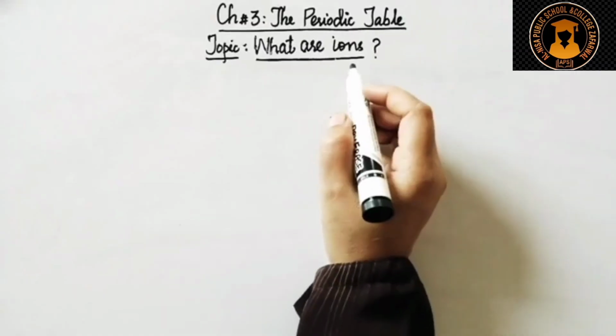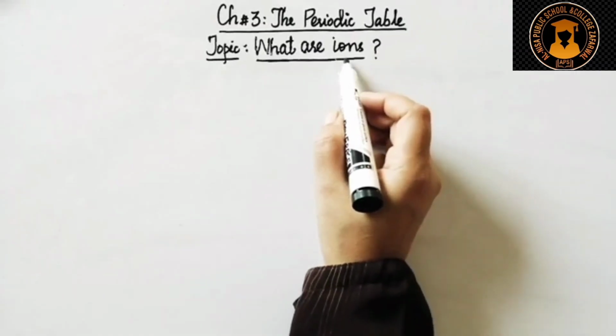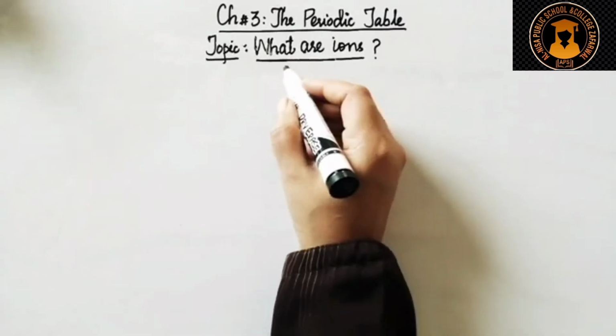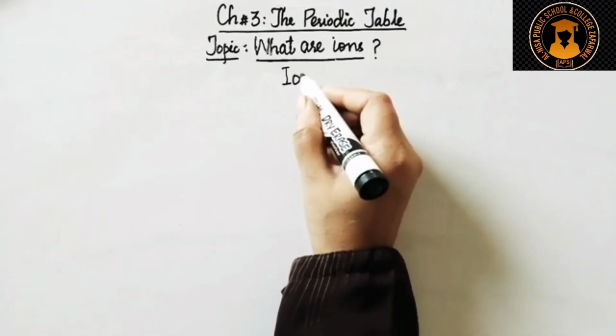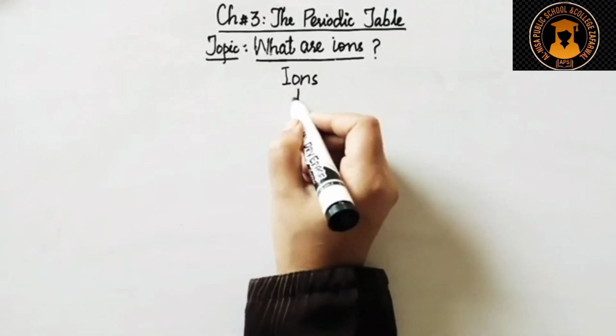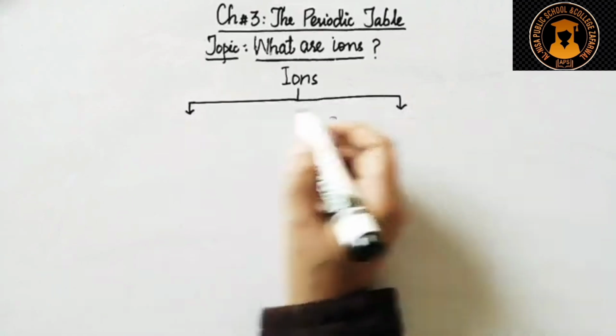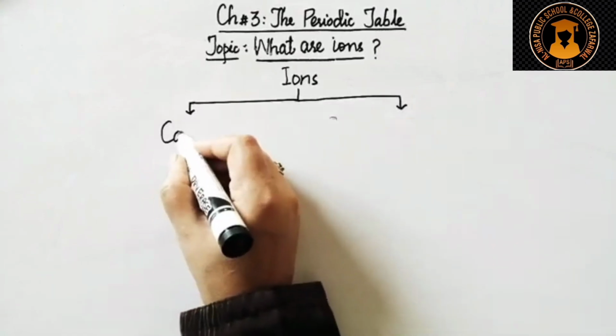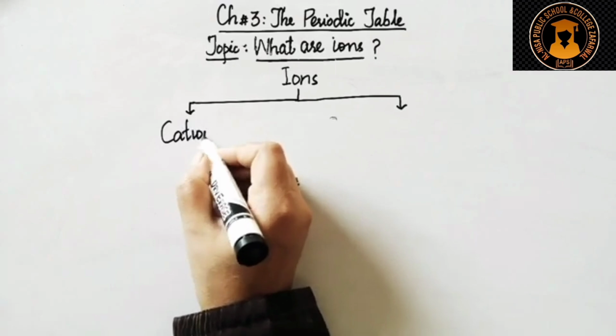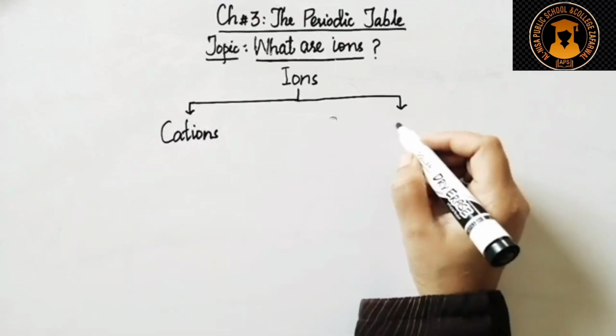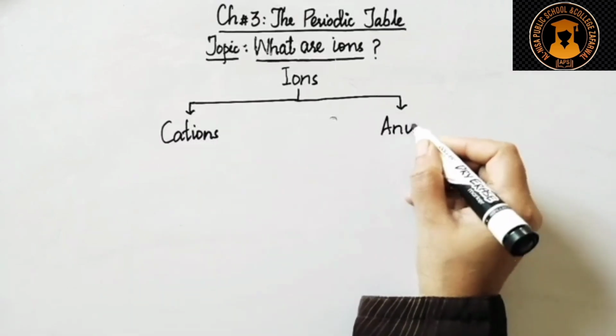Dear students, ions are basically of two types. आइंस की दो टाइप्स होती हैं या दो काइंड्स होती हैं. आइंस को हम दो टाइप्स में डिवाइड कर सकते हैं. In which the first type is called cations, while the second type is called anions.